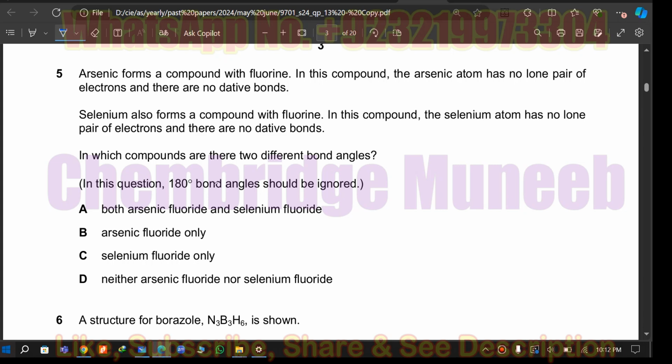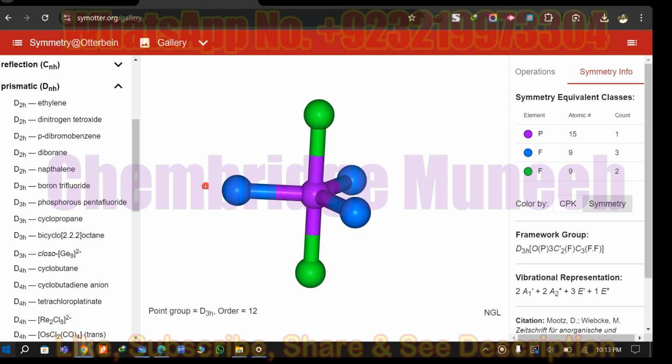Before moving on to this question, I want to show the structures of these compounds from another website. I will put the link in the description section, from where you can also keep exercising your questions. This is the website of Symmetry Otterbein.